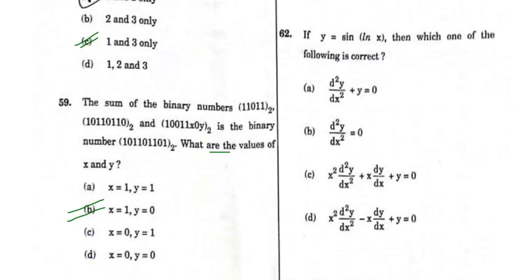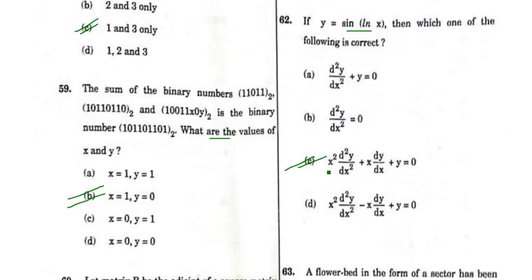Next question is the 62nd one. If y equal to sin ln x, then which one of the following is correct? Actually y equal to sin ln x, so find dy upon dx, and then after that find d square y upon dx square. If you differentiate, you will get the result: x square d square y upon dx square plus x dy upon dx plus y equal to 0.